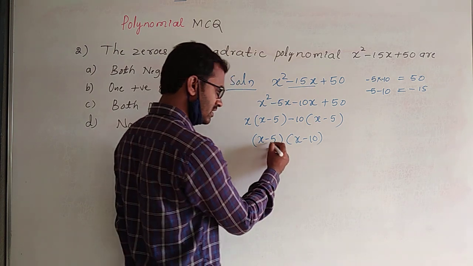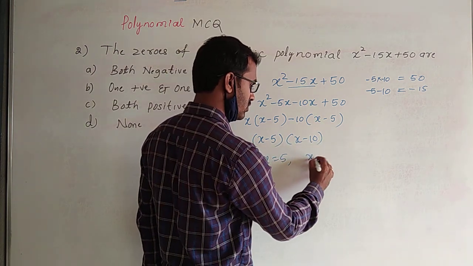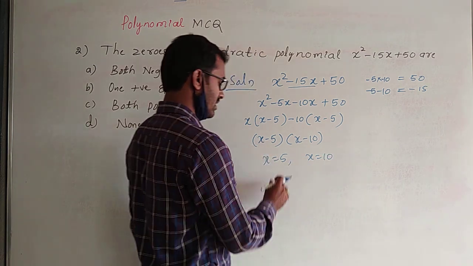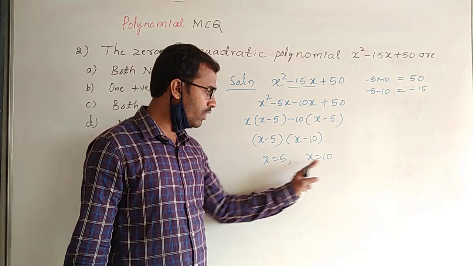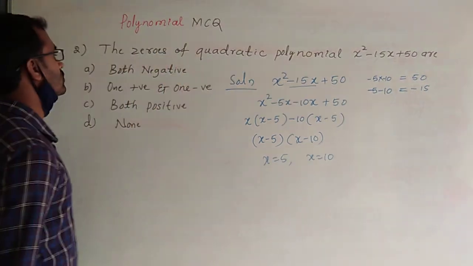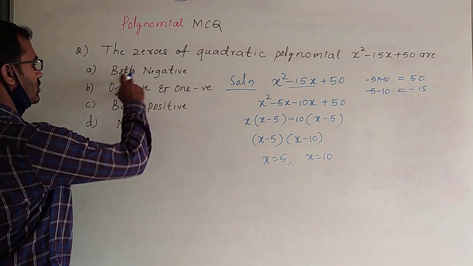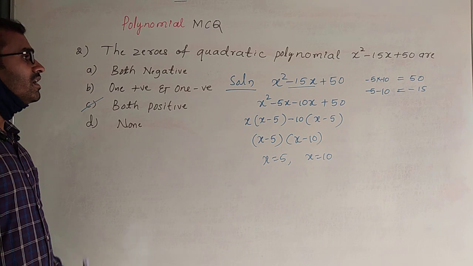This implies x minus 5 equal to 0, then x equal to 5, and x minus 10 equal to 0, then x equal to 10. These are the zeros of the given quadratic polynomial. 5 and 10, both are positive numbers. See the options: both negative, one positive and one negative, both positive. Option C is the right answer.